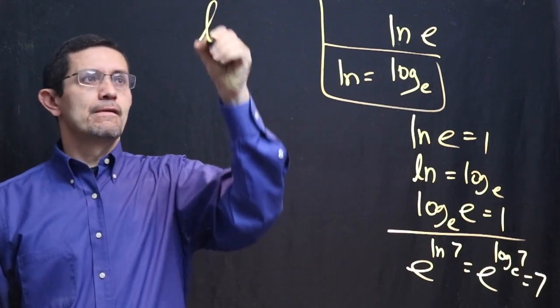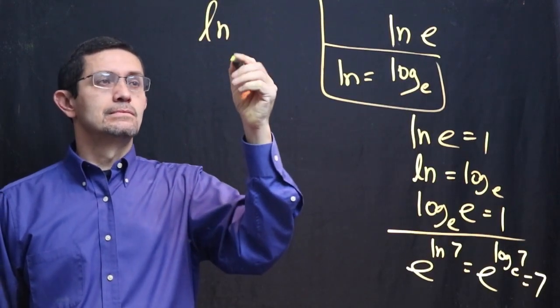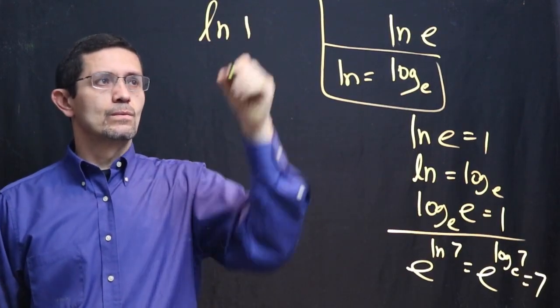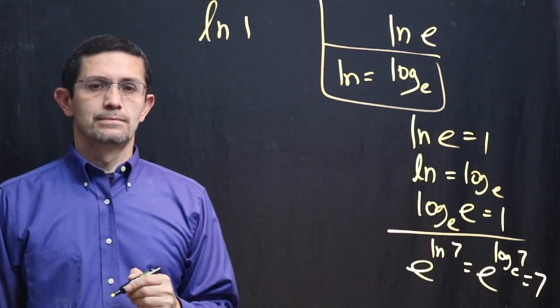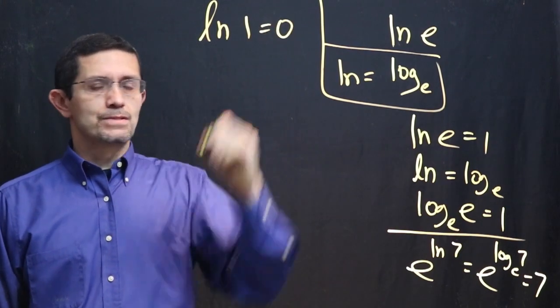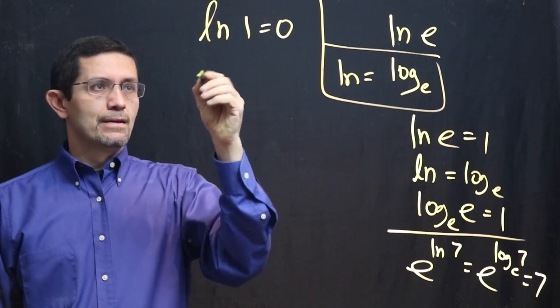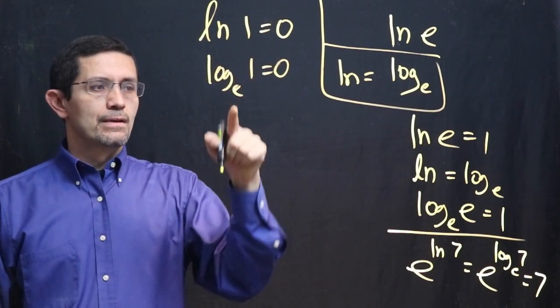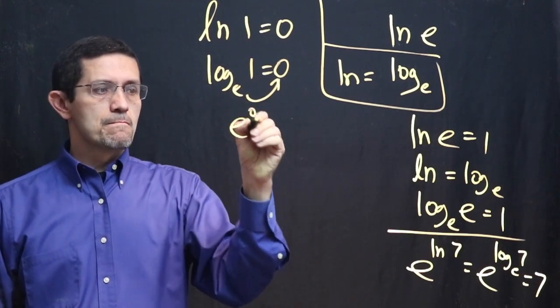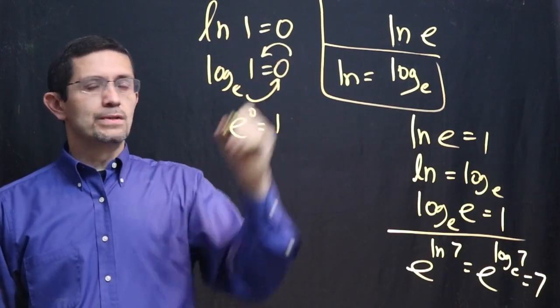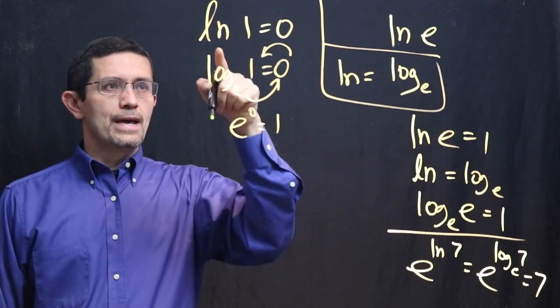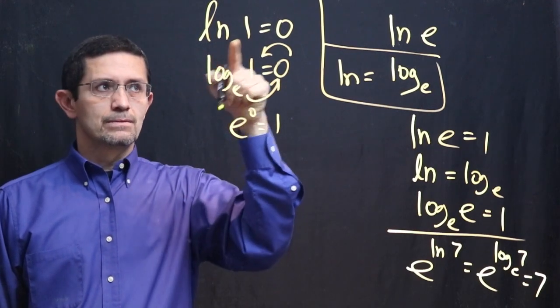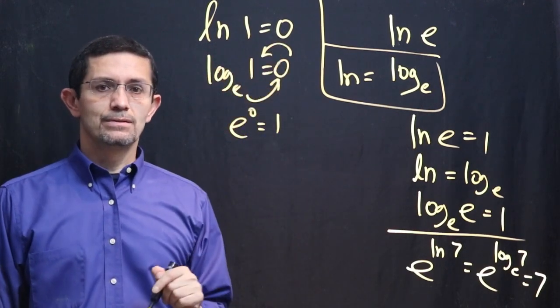What about ln of ln of 1? My answer is 0, right? Instead of ln, let me write log on base e of 1, which is e to the 0 equals 1. Is that right? So any log of 1, well, my answer will be 0 all the time.